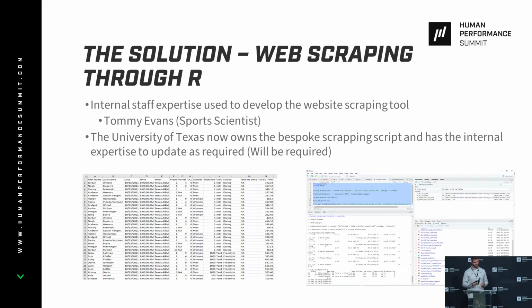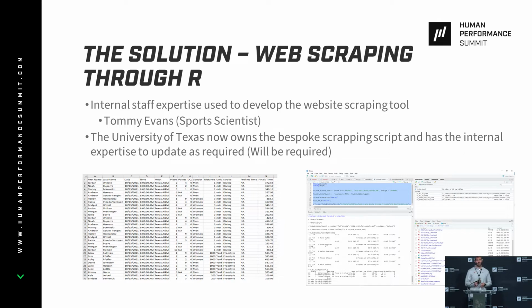So one of our sports science professionals, Tommy Evans, was able to put all of this together. None of us are data scientists by training, but through the power of YouTube tutorials and asking friends and things like that, he was able to develop the R script that could go and scrape these results for us. Again, we developed that in-house, so it's a little bit different than Fusion doing it for us.